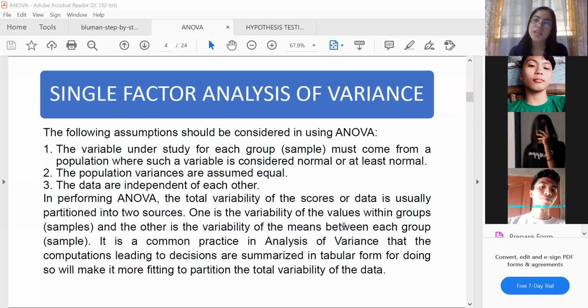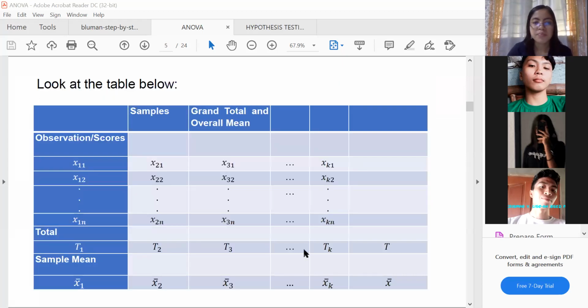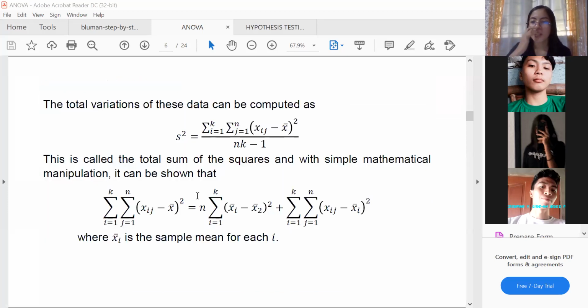In other words, my reply to item 1 has no effect on the answer to item 1 of another respondent. So they are independent. And then this is our table of samples. I believe you already know how to compute the population means, the sample mean, the group mean. So this is the formula. Also, it's there in your textbook.